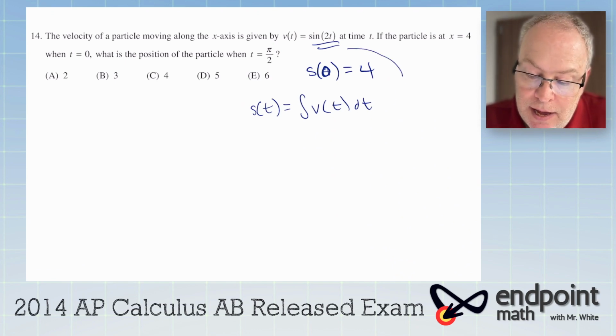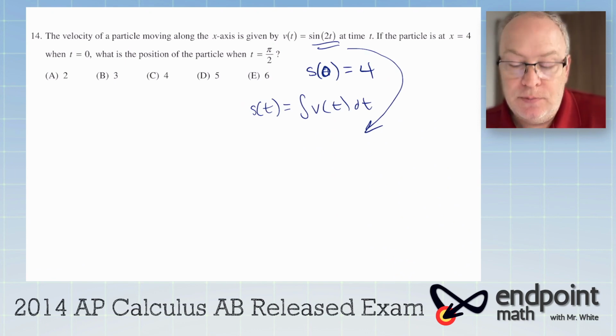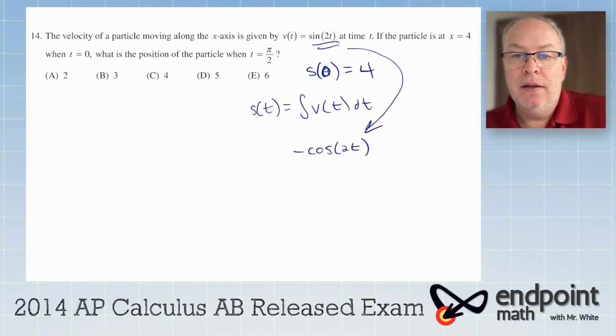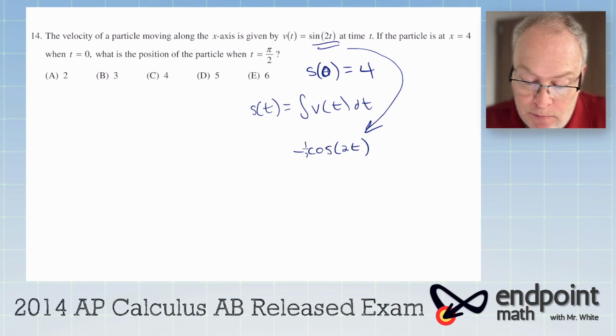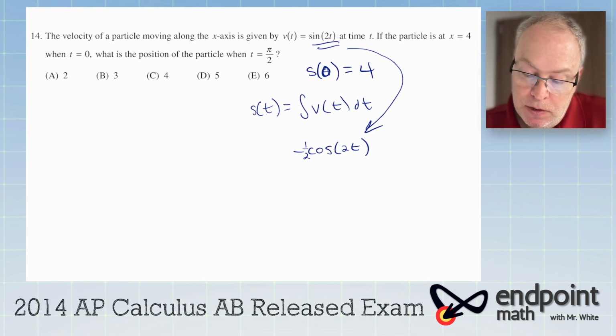If you do the antiderivative of this, it's a quick little u substitution, and you end up getting negative cosine of 2t. But don't forget, you're going to have that u equals 2t. So you're going to end up with a 1/2 out front when you divide both sides by 2. All right, try the u substitution, and you'll see what I mean on that. Plus c equals the position function.